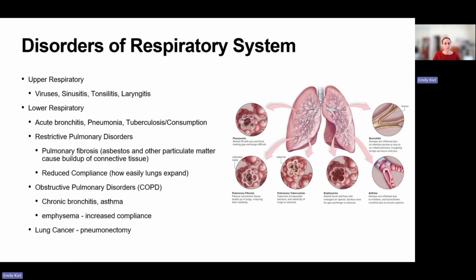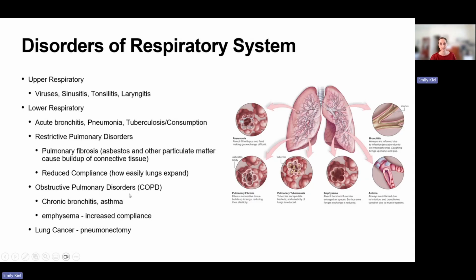We've got restrictive pulmonary disorders, restrictive meaning the lungs are restricted into how much they can move. And so things like pulmonary fibrosis, this is where asbestos comes in or other particulate matter. You get buildup of connective tissue. It's no longer elastic. It doesn't allow for as much expansion, so you're going to have trouble breathing, and you'll have reduced compliance. So not only can it be restrictive in that the fibrosis material is in the way of expanding, but compliance, if the lungs are not able to expand, that can be a big deal.